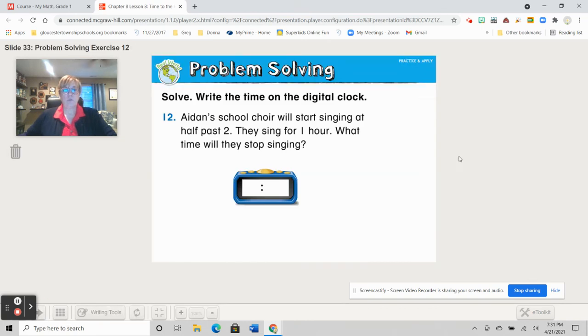Okay, let's look at number 12. Aiden's school choir will start singing at 2:30. Think about what 2:30 means. They sing for 1 hour. What time will they stop singing? Use your clock, make it show 2:30, and then move that 1 hour. Right, pause and solve. They finish at 3:30. Okay.